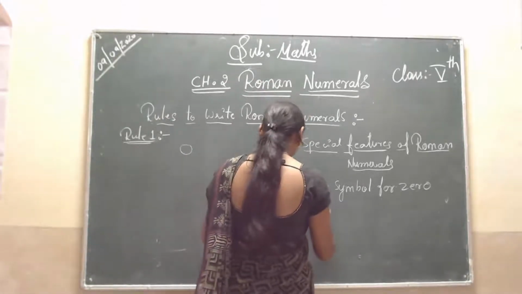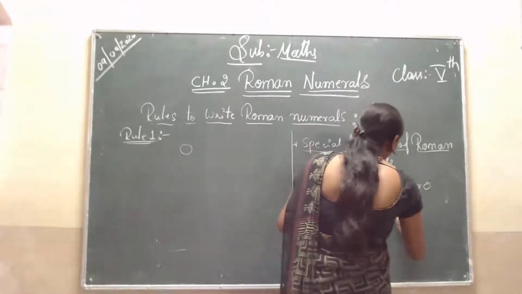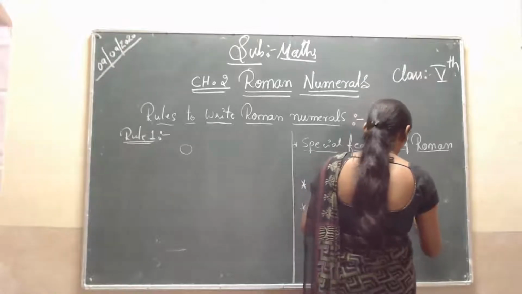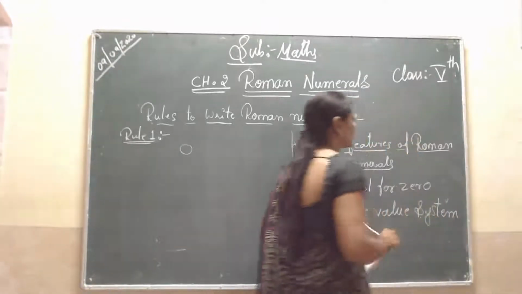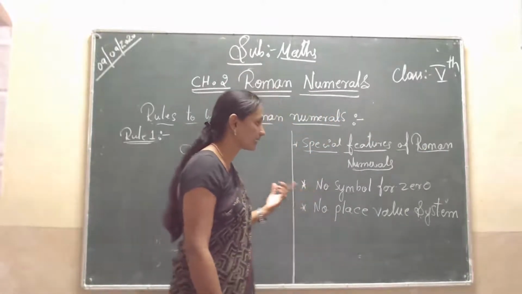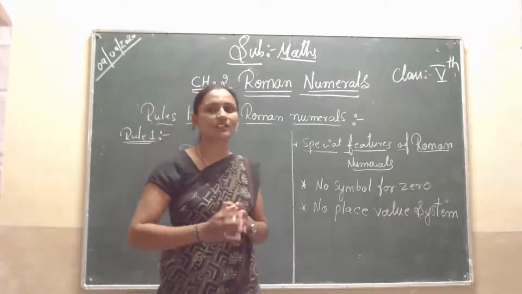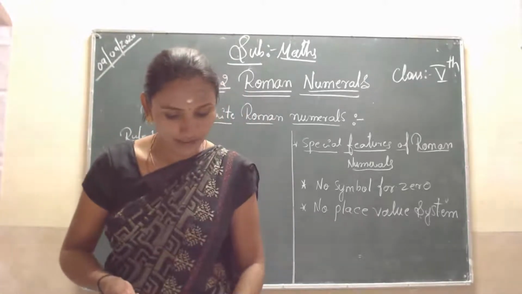The next feature is that there is no place value system. Students, how many special features are there in the Roman system? There are two: 0 has no place value, and there is no symbol for 0.